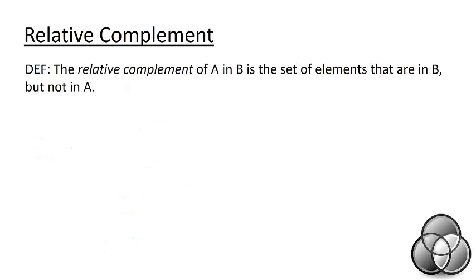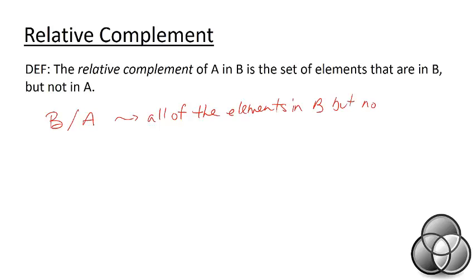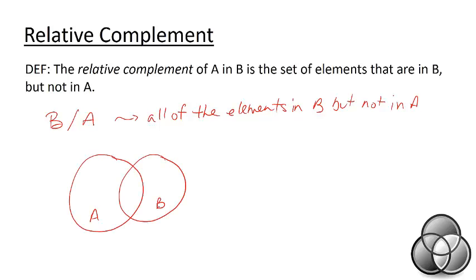This kind of operation is called the relative complement. To denote this kind of operation, we will use a slash, B/A, and read it as the relative complement of A in B. Now, if I see B/A like this, I typically find it easier to think all of the elements that are in B, but not in A. On our Venn diagram, B/A is the following shaded region.